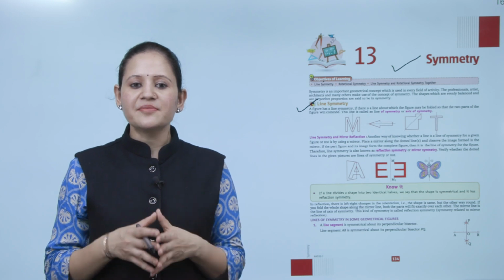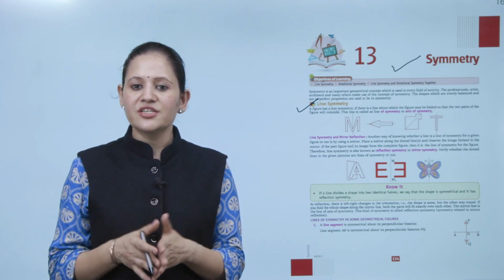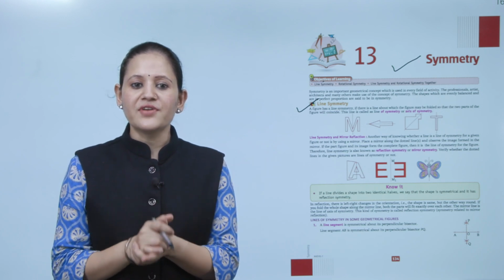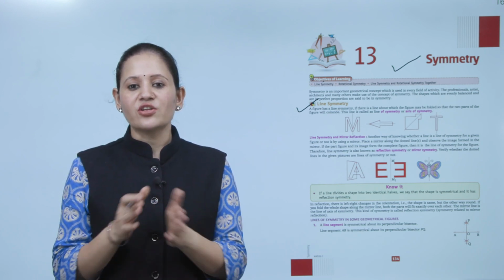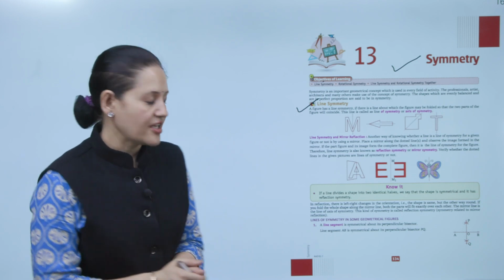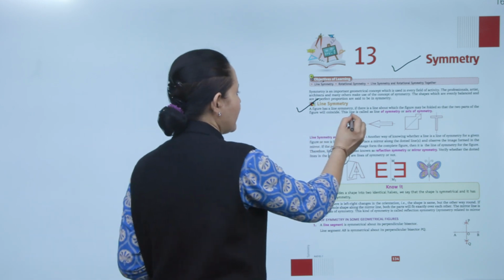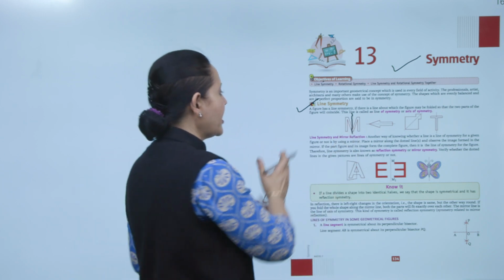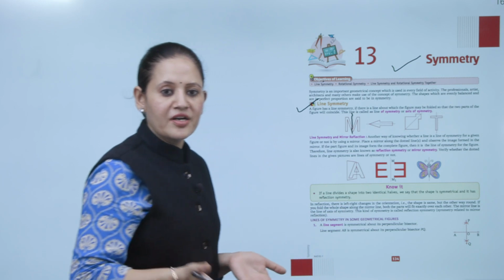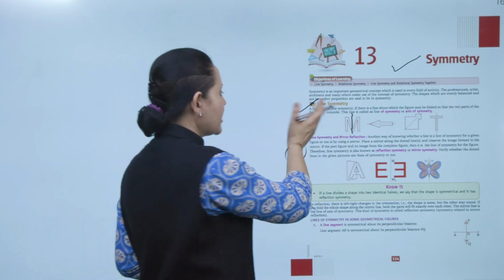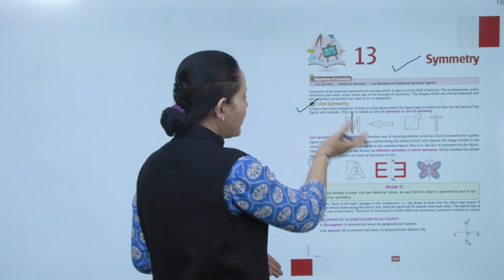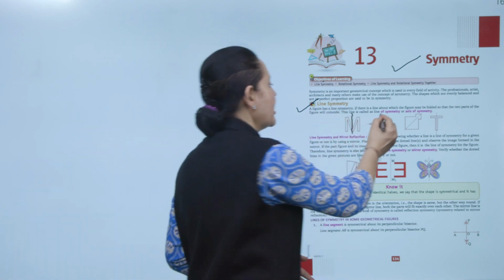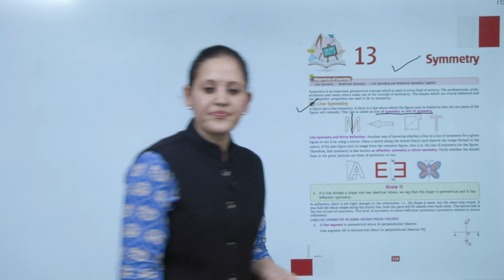A figure has line symmetry if there is a line about which the figure may be folded so that the two parts of the figure will coincide. This line is called the line of symmetry or axis of symmetry. If you see in the picture, if I fold this figure along this line, it will divide the given figure into two equal parts and one part will coincide with the other part. If one part is placed over the other, it will totally overlap it. So this line is called the line of symmetry or the axis of symmetry.